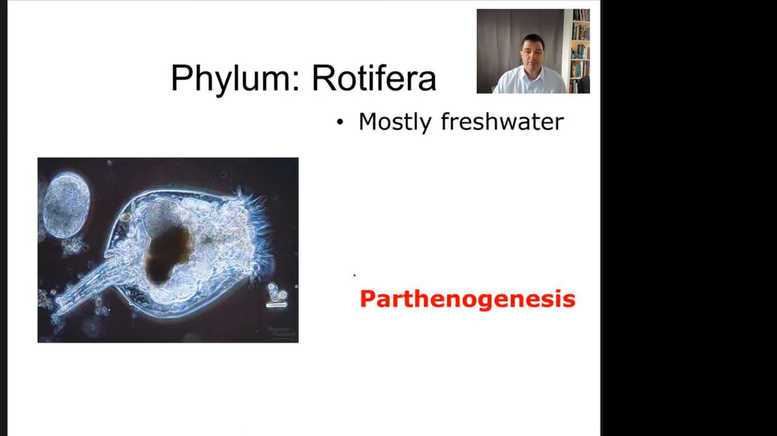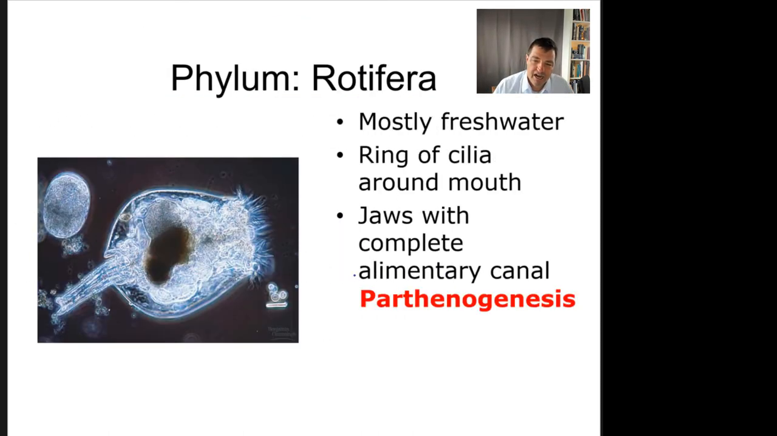So the first group we'll talk about is the phylum Rotifera. These are mostly freshwater organisms. They have a ring of cilia that you can see there that goes around the mouth, and they have jaws, so they can bite and chew on things. They're small, microscopic, but they're a predatory animal that hunts other small things in, say, pond water.